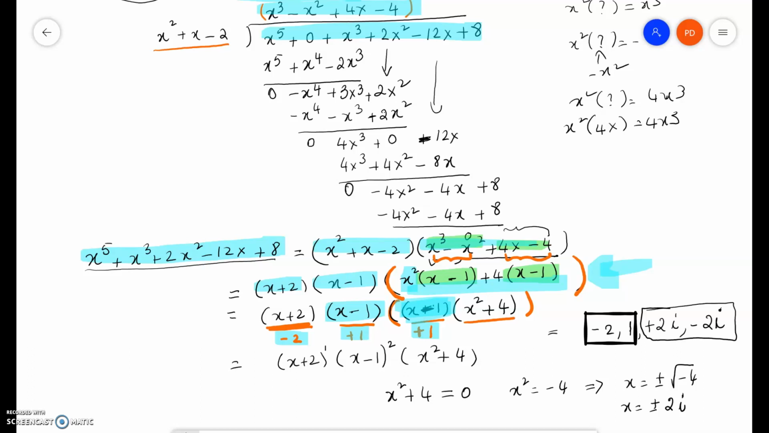The multiplicity of the 0, which is 1, is 2, so it touches the x-axis. The multiplicity of the root negative 2 is 1, which is odd, so it crosses the x-axis at that point.